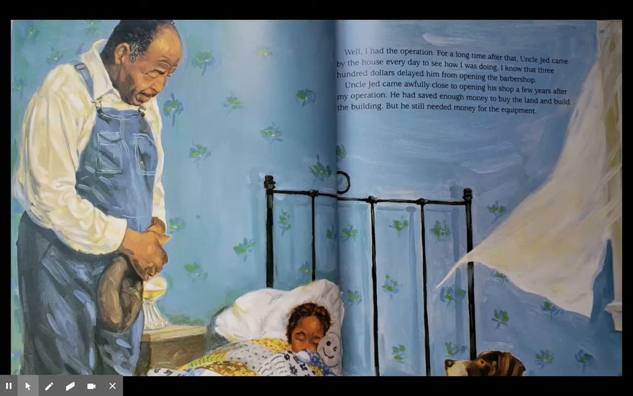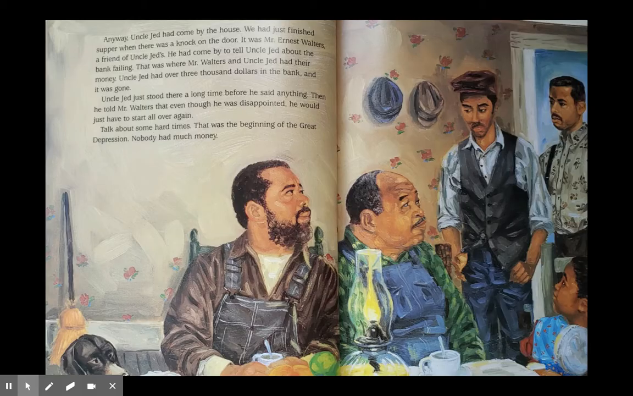Well, I had the operation. For a long time after that, Uncle Jed came by the house every day to see how I was doing. I know that $300 delayed him from opening the barbershop. Uncle Jed came awfully close to opening his shop a few years later after my operation. He had saved enough money to buy the land and build the building, but he still needed money for the equipment. Anyway, Uncle Jed had come by the house.